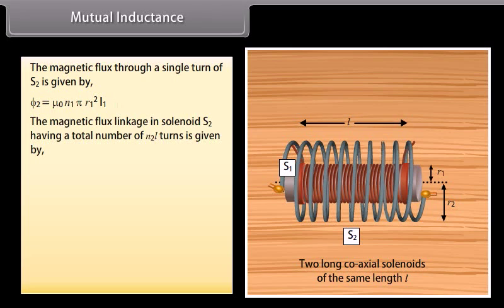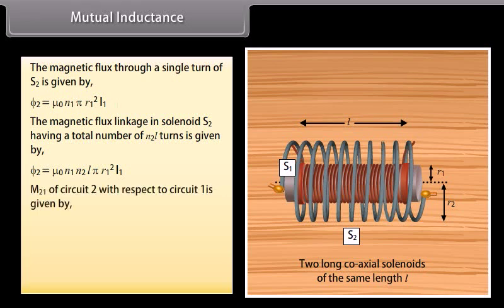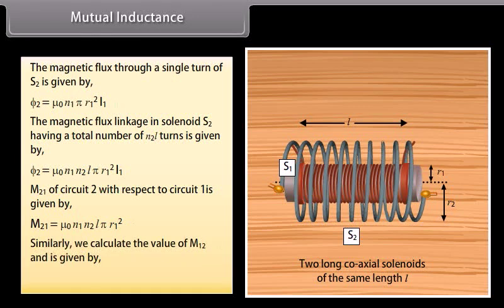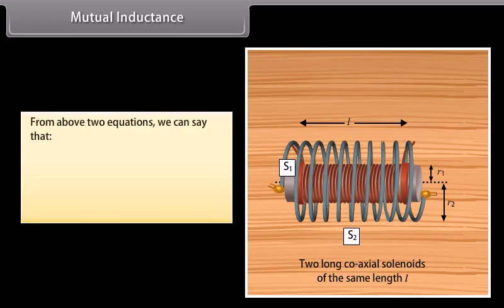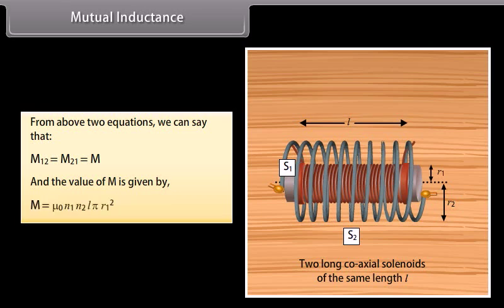The magnetic flux linkage in solenoid S2, having a total number of N2L turns, is given by mu naught N1 N2 L pi R1 square I1. The mutual inductance M21 of circuit 2 with respect to circuit 1 is given by mu naught N1 N2 L pi R1 square. Similarly, we calculate the value of M12, and it is given by mu naught N1 N2 L pi R1 square. From the above two equations, we can say that M12 is equal to M21, which equals M. And the value of M is given by mu naught N1 N2 L pi R1 square.